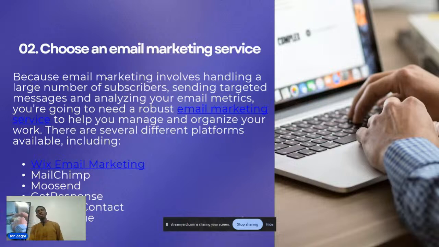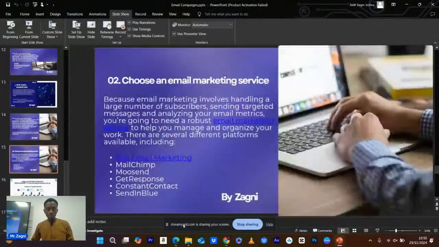So choosing an email marketing service, like I said, we have a lot of email marketing services that you can use. The first one, and the one that we're going to be using, is this Wix email marketing. You can use this MailChimp. You see this one and this one, they're the easiest or the most.